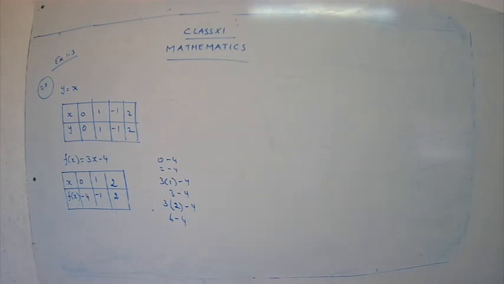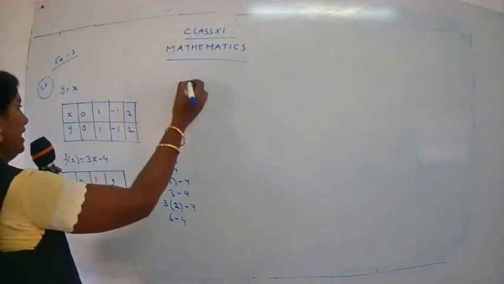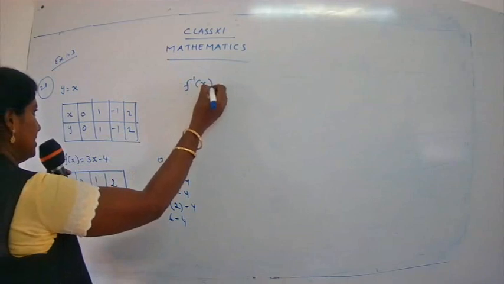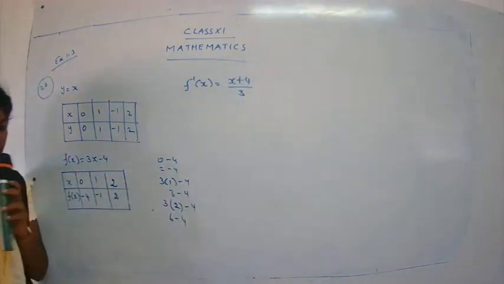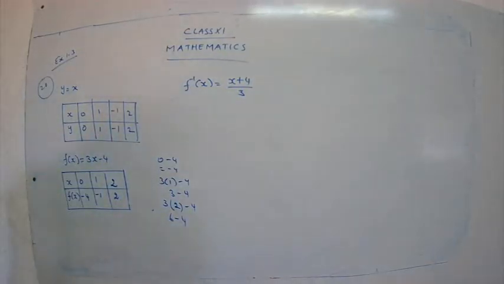Now we have to plot one more graph for f inverse x. So let's complete the table for f inverse x. f inverse x is equal to x plus 4 upon 3. Let's try to put some value. You have to choose a proper value. We don't want an answer in terms of fractions, so choose a proper value.